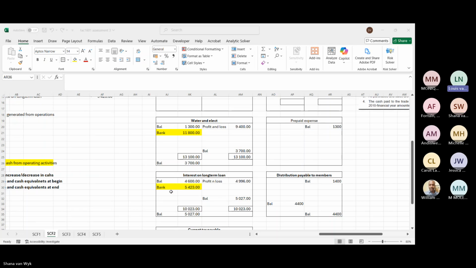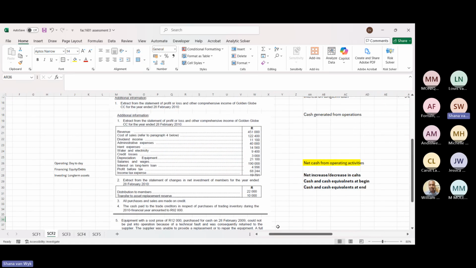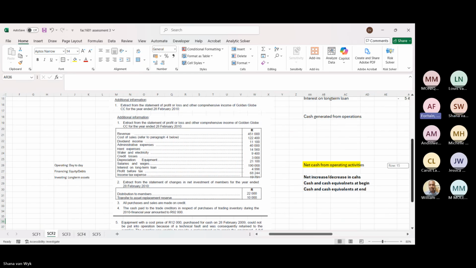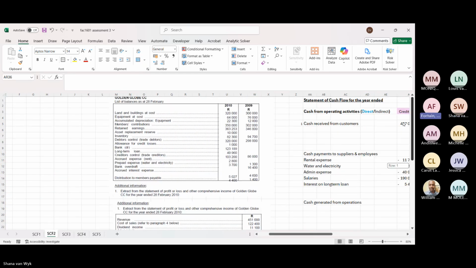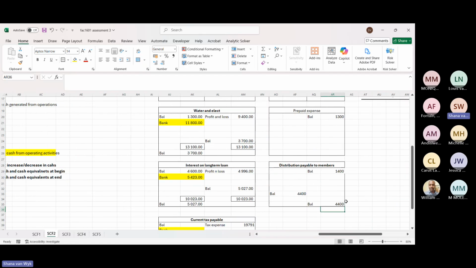Salary to members. We have something like that. Yeah, but leave the salary. We're only busy with distribution to members. Okay, so distribution to members. That's the one we want.